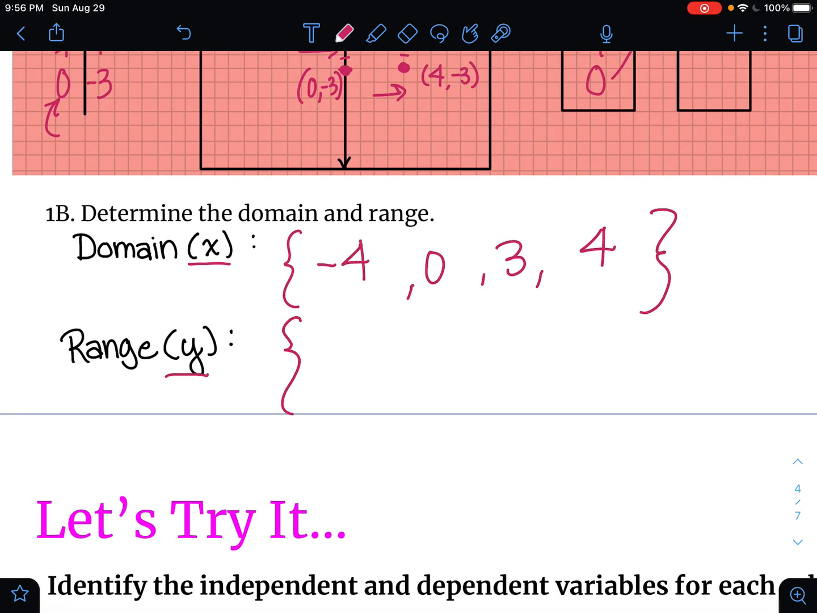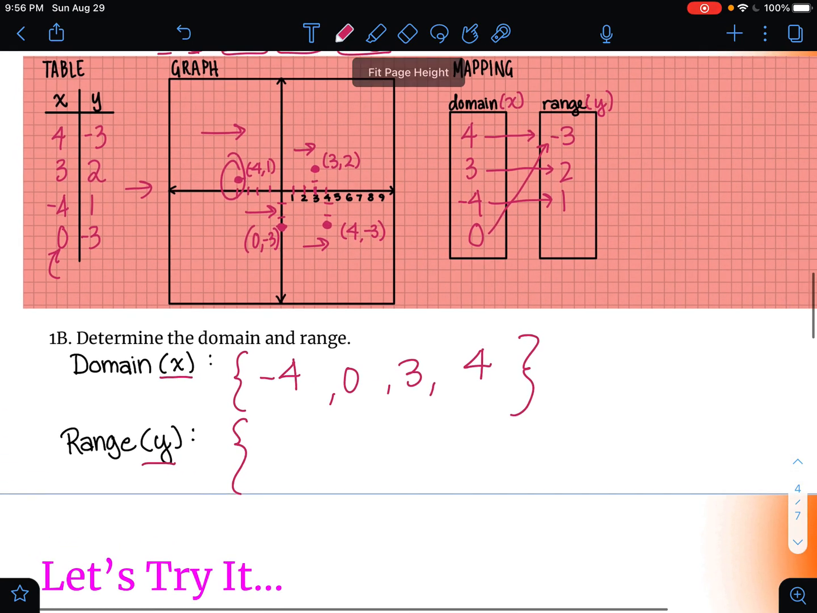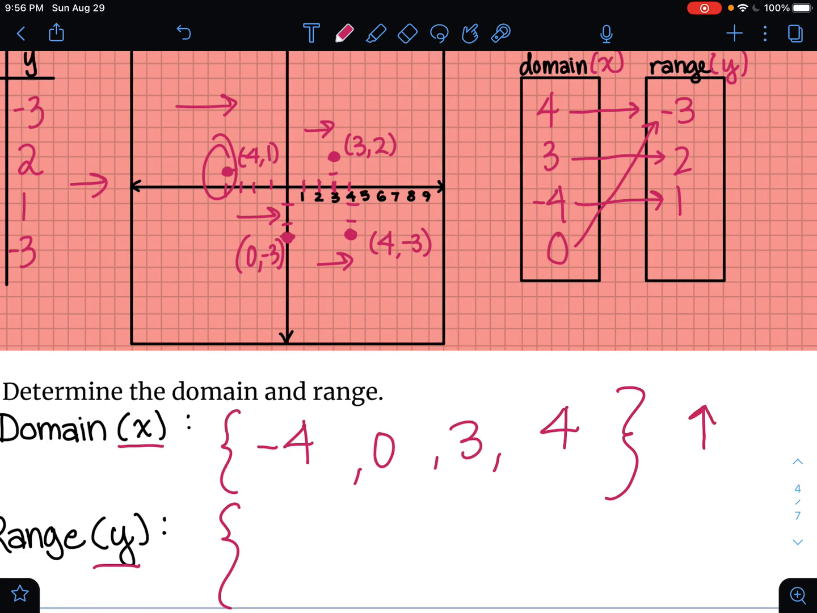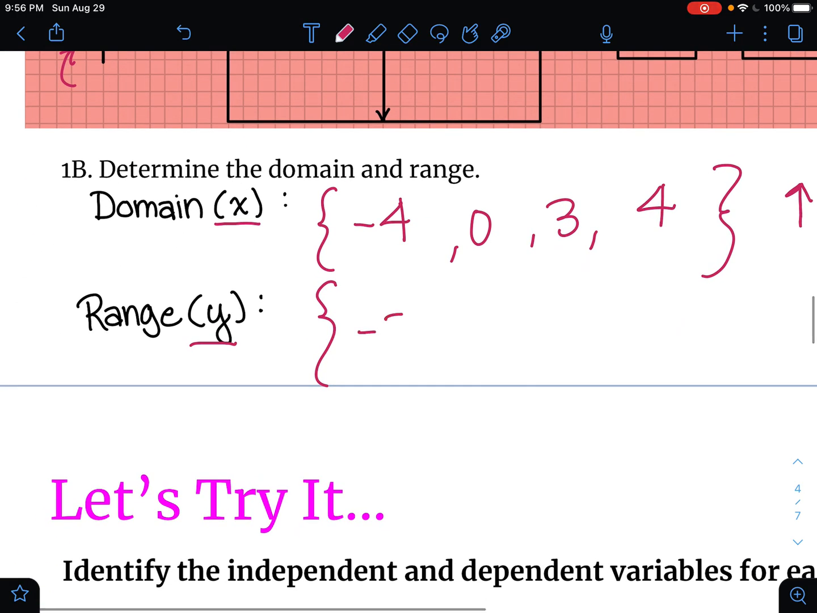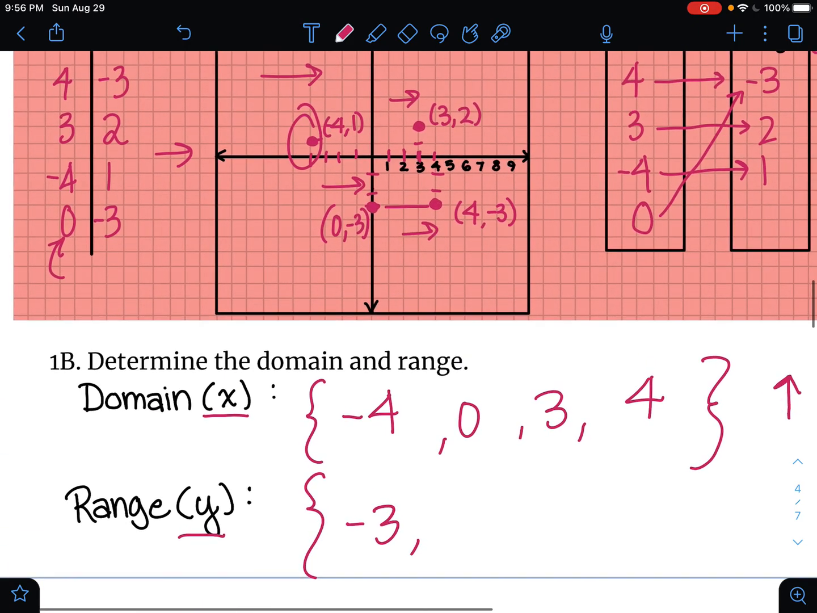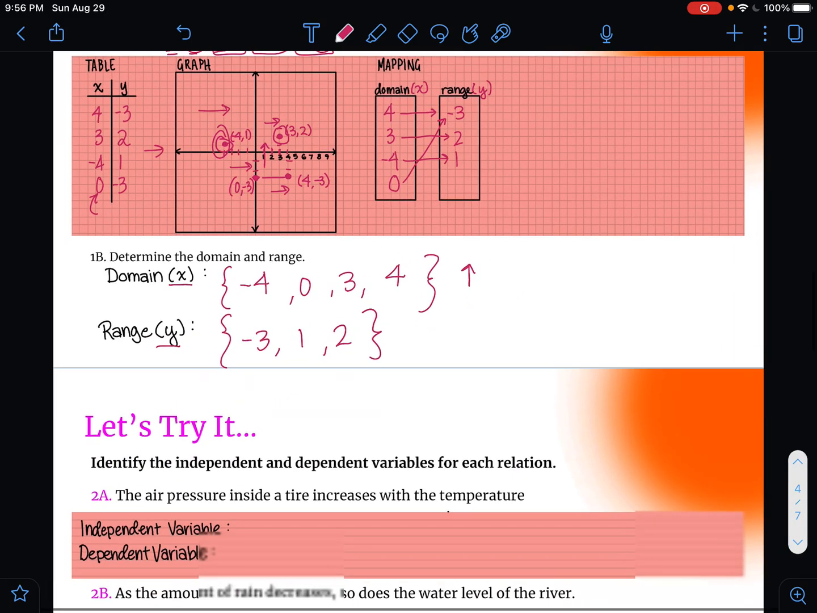Now range is our y values. And so I like going top to bottom because again it goes from least to greatest. And so we start at our lowest level, which is -3, where we have 2 points. Then you go up again, you're at 1 right here. And then here you're at 2. So those are our y values that we have.